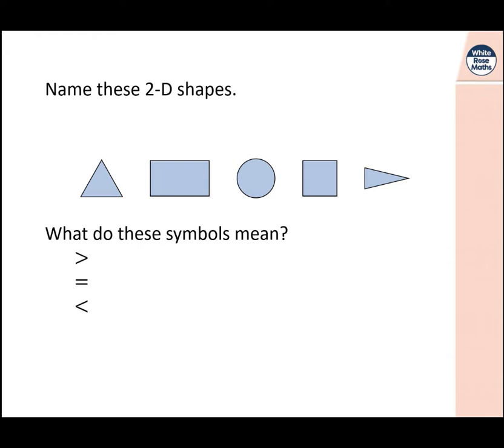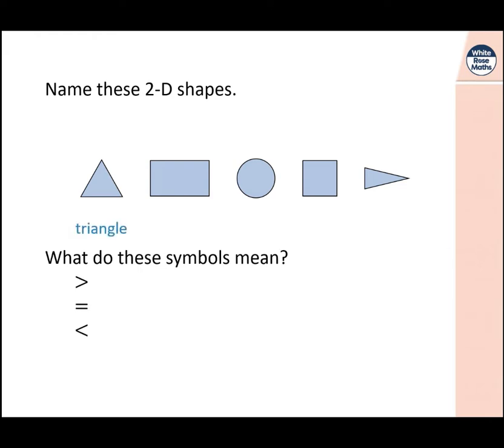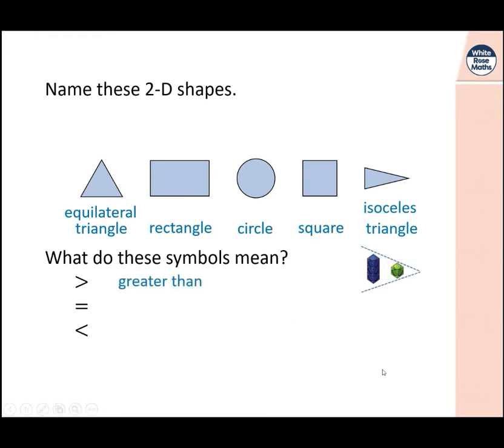How did you do? We've got a triangle, an equilateral triangle, all sides and all angles are the same, a rectangle, a circle, a square, and an isosceles triangle. What do those symbols mean? We've got greater than, equal to, and less than. How did you do? Well done.